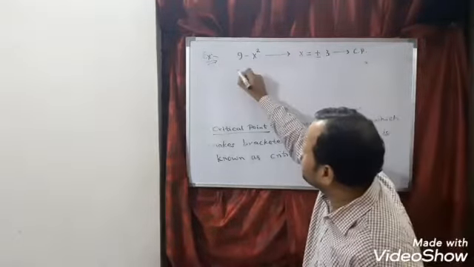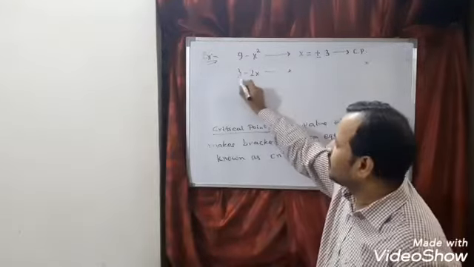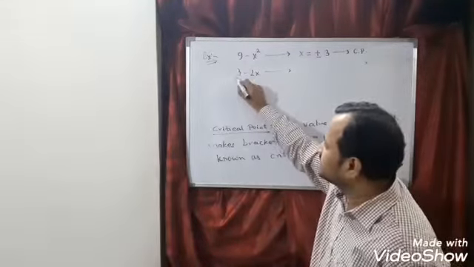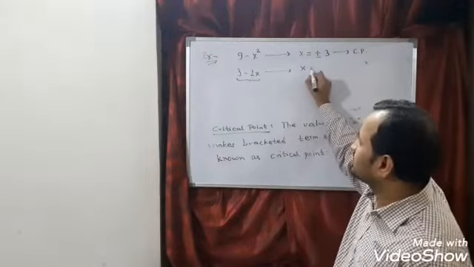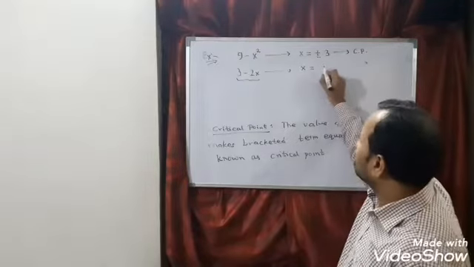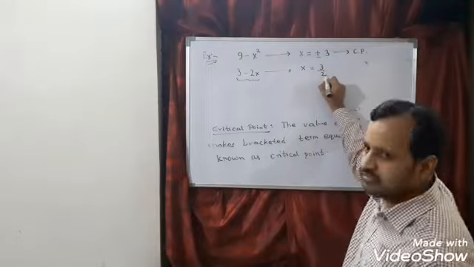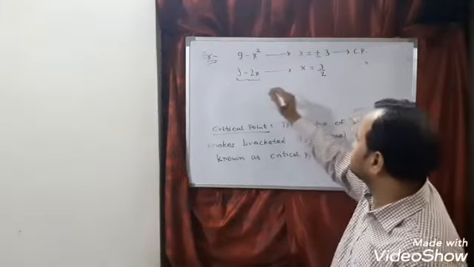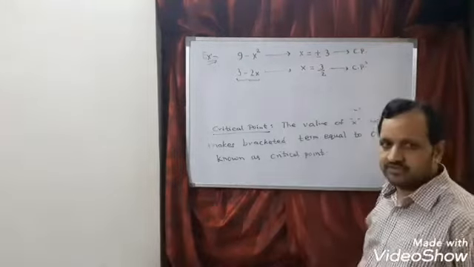Some more examples. 3 minus 2x. Tell me for what value of x this term will become 0. So when x is equal to 3 by 2, this value will become 0. So 3 by 2 is said to be the critical point of this.